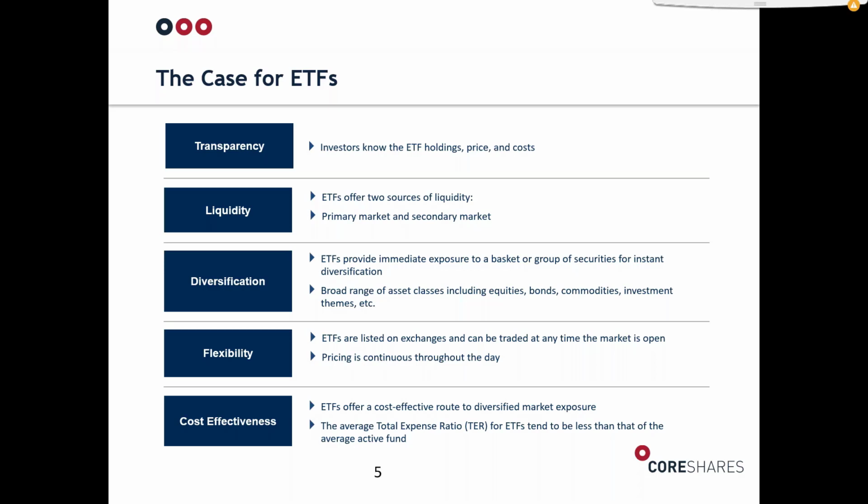At a low cost, you can get exposure to all these shares. And ETFs have been called the democratization of asset management, and I'll touch on that a bit. And it talks about the cost effectiveness.